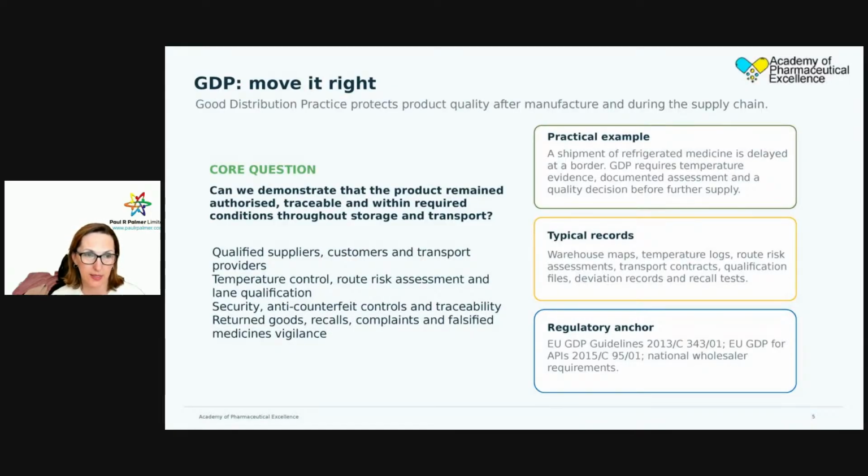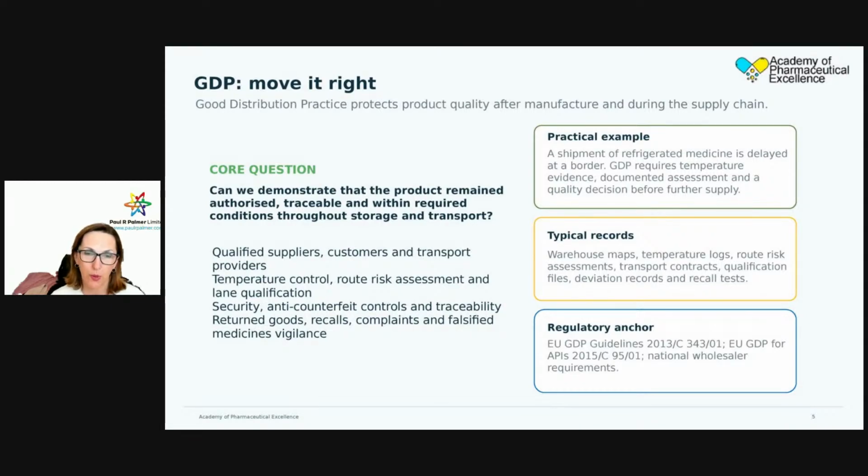GDP matters because medicines move through complex networks, especially today. The supply chain has become a lot more complex. They need to be managed. They need to be coordinated to provide seamless transfer from one end to the other. Manufacturers, wholesalers, third-party logistics providers, or healthcare customers may be involved in this complex network.